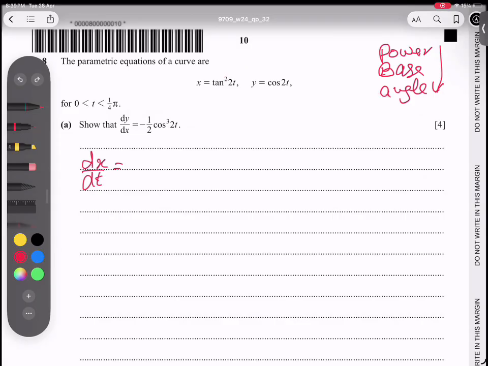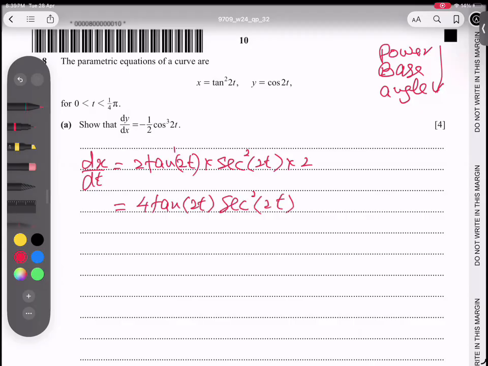2 comes down and the power of tan will become 1. And then multiply by the base, and the derivative of base tan is secant square. At the end, 2t gives a 2. So I hope it is clear: first power, then base, and then angle. I hope the point is very clear. And we got 4 tan double t and secant square double t. This is done. dx by dt is done.